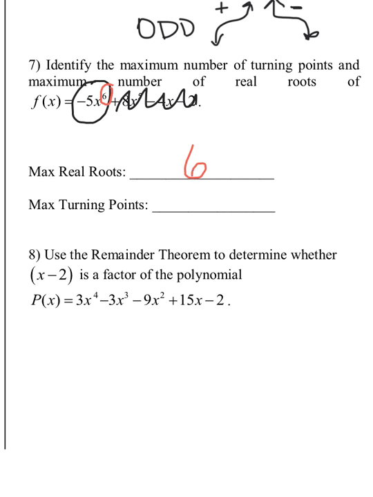And the turning points of our graph are going to be 6 minus 1. It's always 1 less than the number of roots we have. So look at the exponent, get the number of real roots, and then go ahead and subtract 1 from that, and that will give you the turning points. And that's all you have to do for this problem.